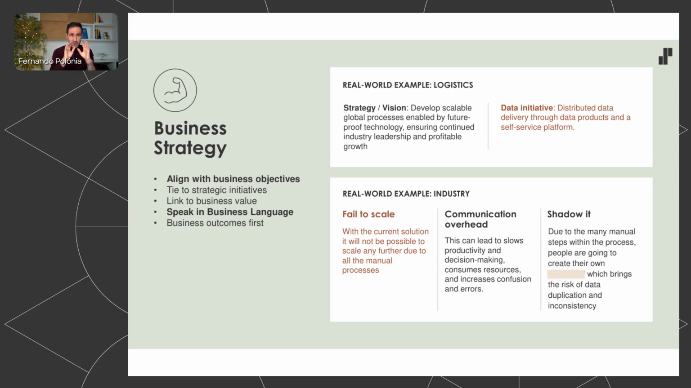Right. So business strategy. That's something that's the first axis to consider. My initiative, is it aligned with business objectives? And my initiative, does it speak in business terms, in business language? Those are two primary things and two real world examples here.